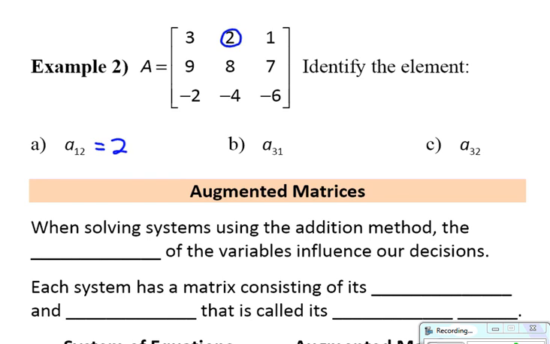For B, we want the element in the third row, first column. So here's third row, first column, so negative 2. And for C, we want the element in the third row and second column. So that would be this number, negative 4.